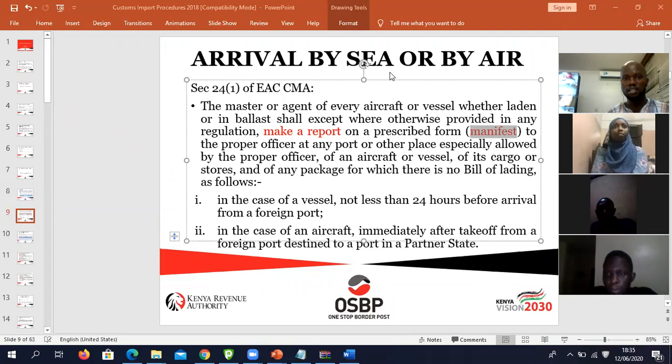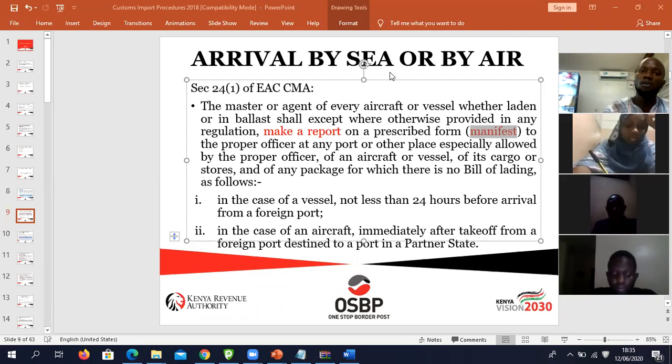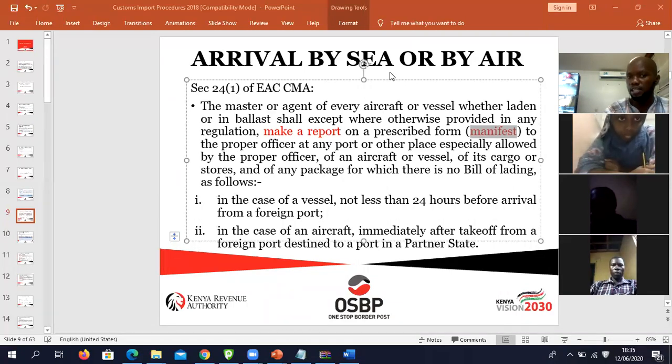So Section 24 again states that the master or agent of every aircraft or vessel whether laden or in ballast, shall, except where otherwise provided in any regulation, make a report on a prescribed form, that's a manifest, to the proper officer at any port or other place especially allowed by the proper officer of an aircraft or vessel, of its cargo or stores, and of any package for which there is no bill of lading as follows.